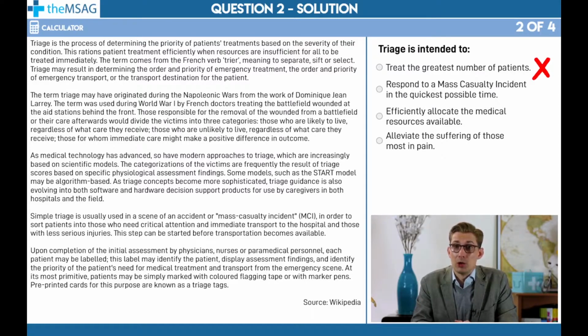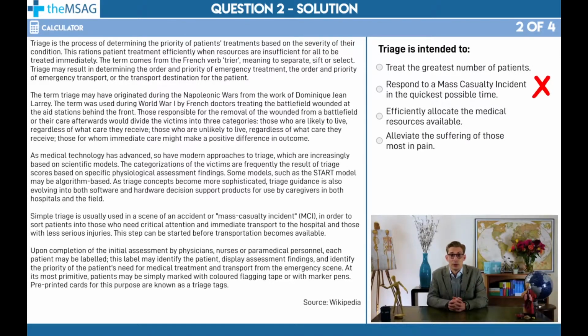Option B is that triage intends to respond to a mass casualty incident in the quickest possible time. Again, this is a reasonable general assumption, but not an answer to the question. Triage is not intended to reduce the time taken to respond to a mass casualty incident. It's intended to systematise who needs treatment most urgently.